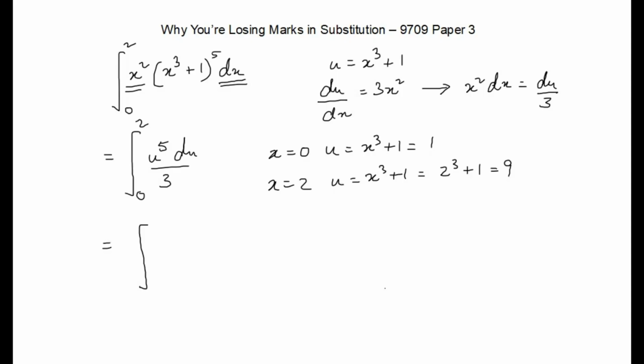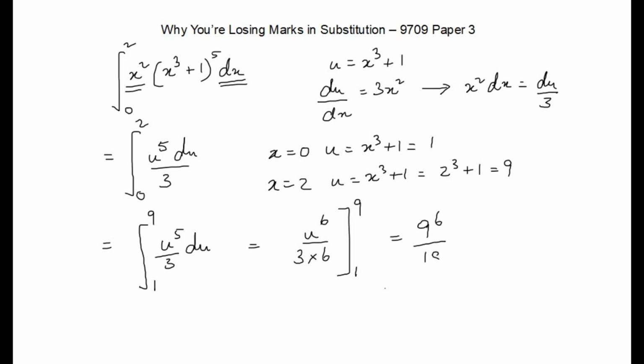So, when x was 0, u is 1. And when x is 2, u is 9. So with new limits, you have u to the power of 5 by 3 du. Now we integrate. So the integral of u to the power of 5 is u to the power of 6 by 6. We already have a 3 in the denominator. Keep that. And then the limits 1 to 9. And then you can go ahead and apply the limits. So 9 to the power of 6 by 18 minus 1 by 18.